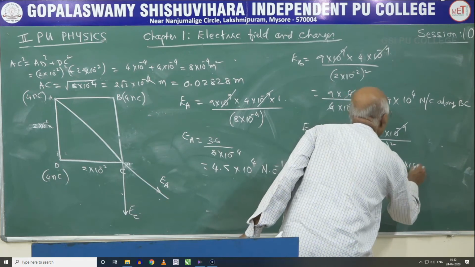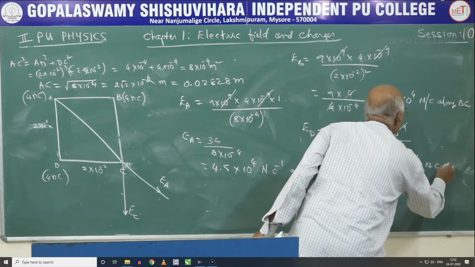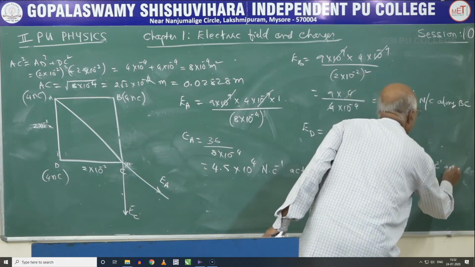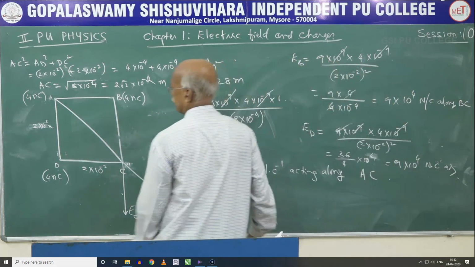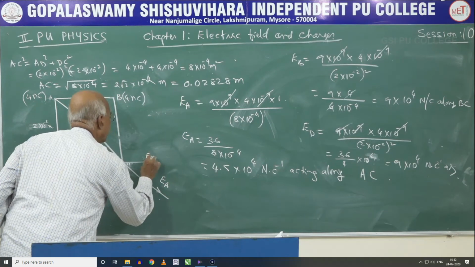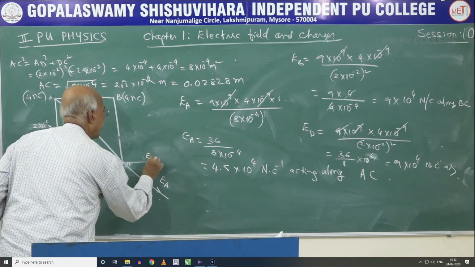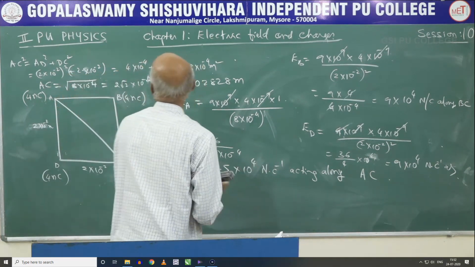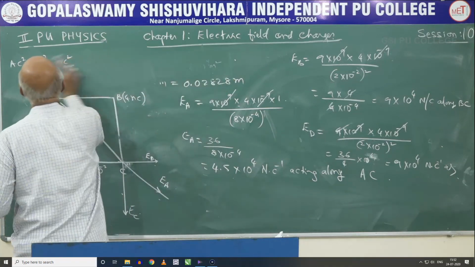So this is equal to 9 into 10 to the power of 4 Newton per Coulomb, along the direction in which E of D is available. Now this is what we have got. Now we will further simplify and we will get the result.